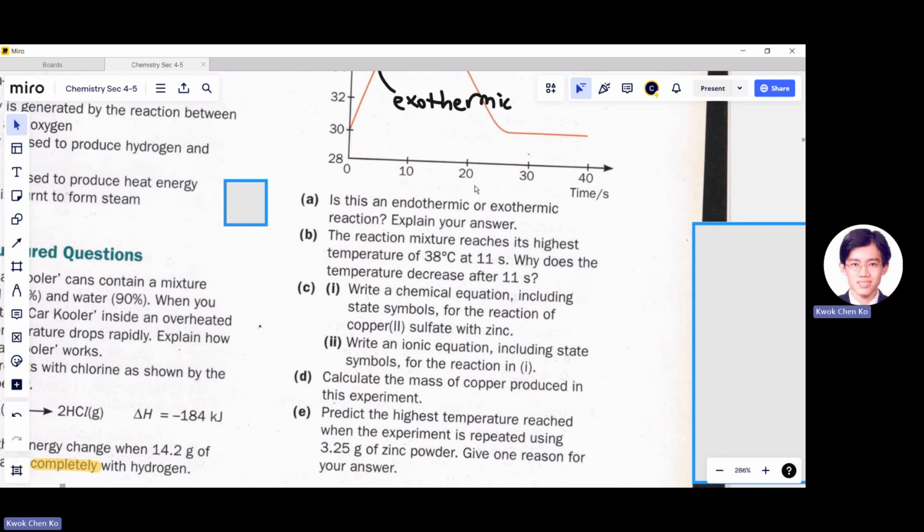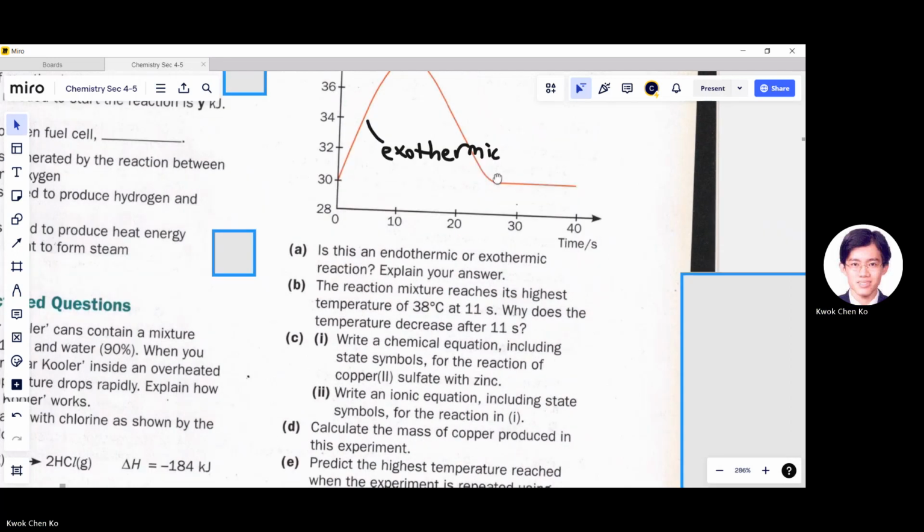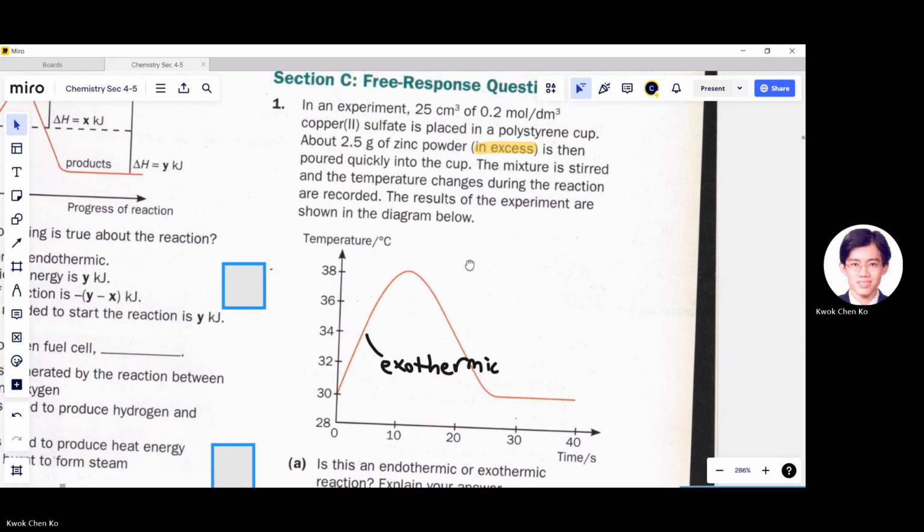You're on the right track, but it will be better if you express your answer differently. Okay, since it's in excess, what is limiting? Yes. And what has happened to copper(II) sulfate? It undergoes a reaction with zinc, correct? But eventually, what happens to copper(II) sulfate?